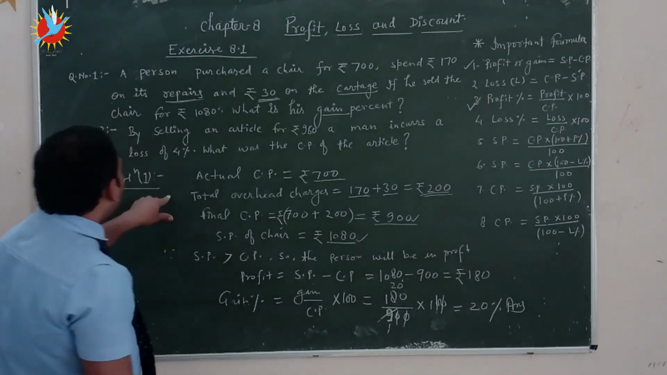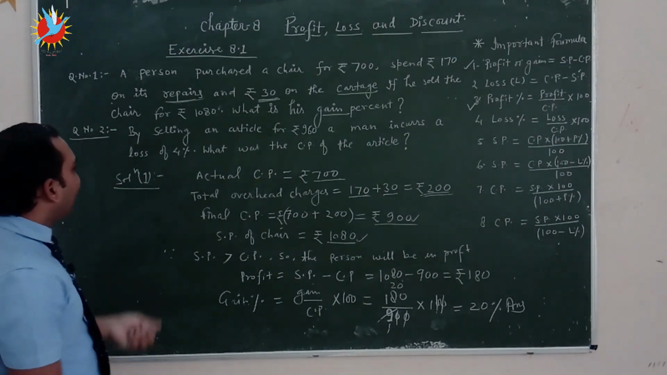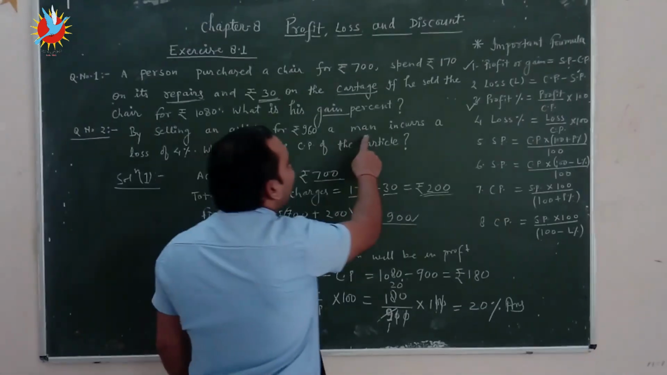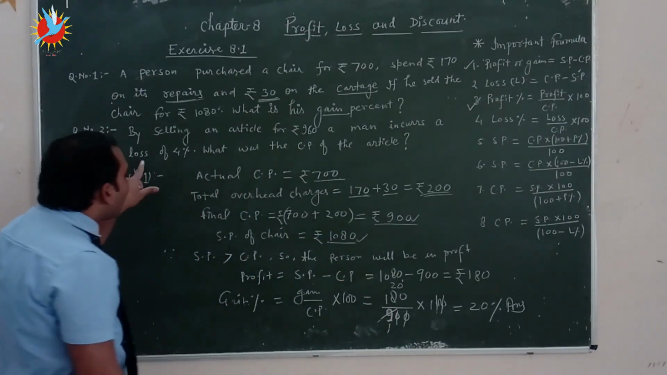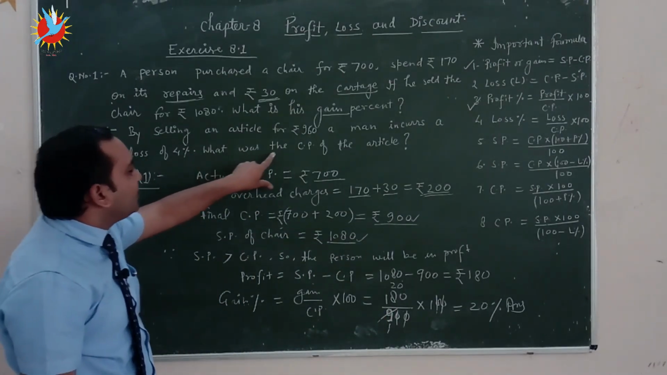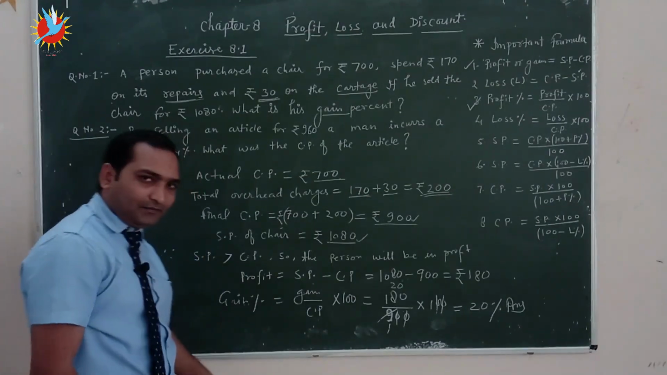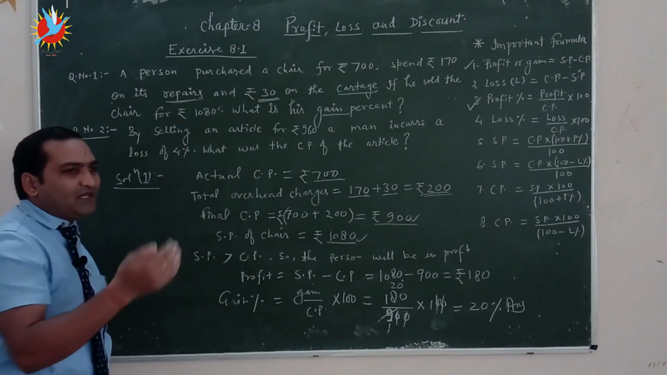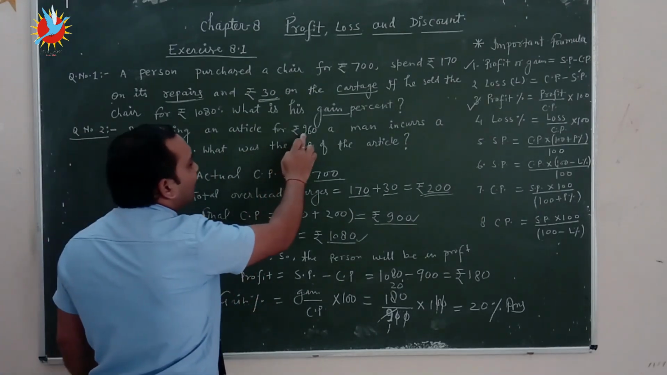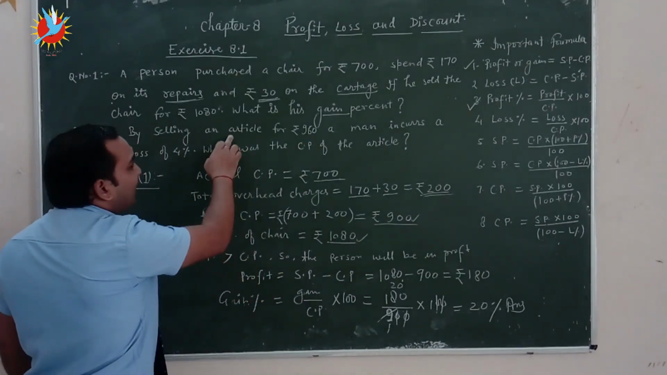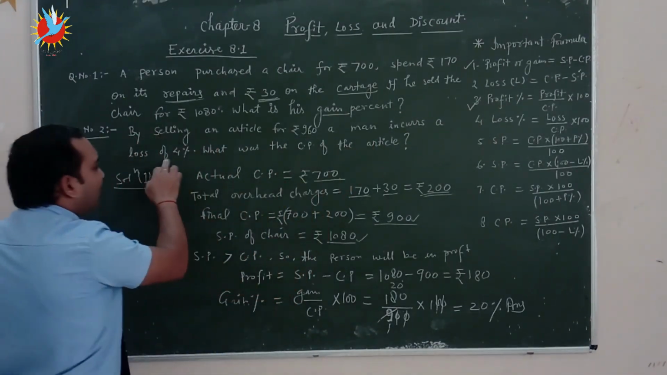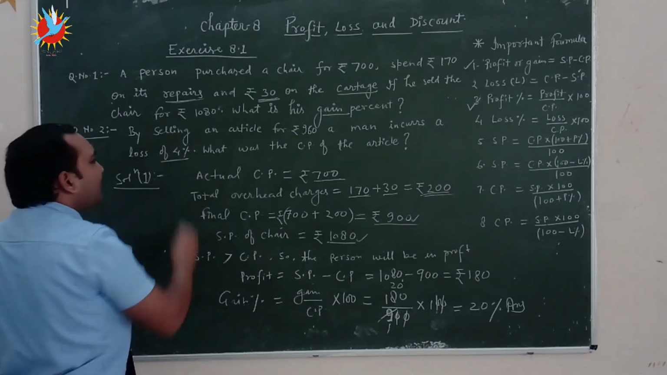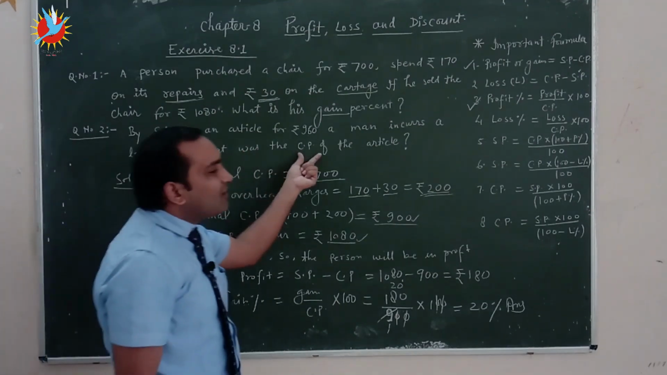Next we solve the second question also. By selling an article for rupees 960, a man incurs a loss of 4%. What was the cost price of the article? So in this question, an article which is sold for rupees 960, so selling price is given and the loss of 4%. This is loss percent given, and we have to find the cost price.